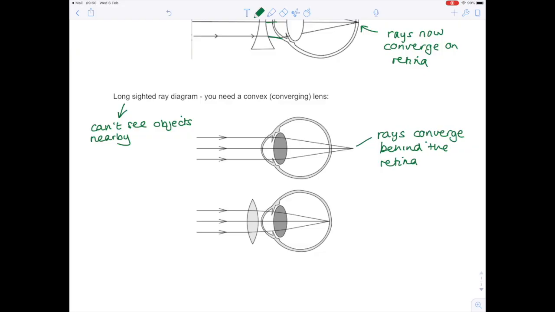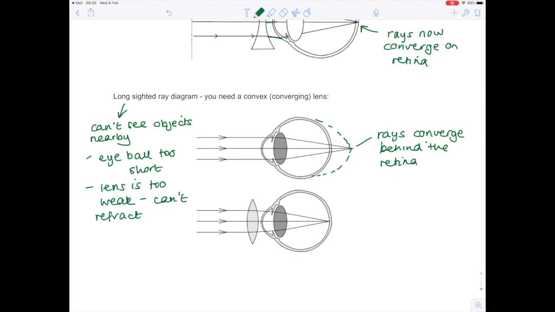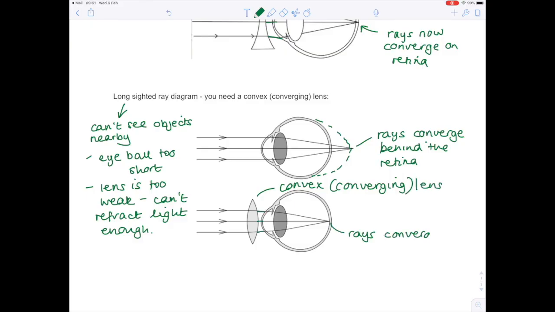So why could that be? Well, it could be that the eyeball is too short. It's almost like you need the eyeball to come all the way back here. But that doesn't tend to usually be the problem. It's usually that the lens is too weak, because over time the lens weakens and can't refract the light so well. And in this case, you need what's called a convex or converging lens. And as the name suggests, it causes the rays to come together exactly where they need to be on the retina.